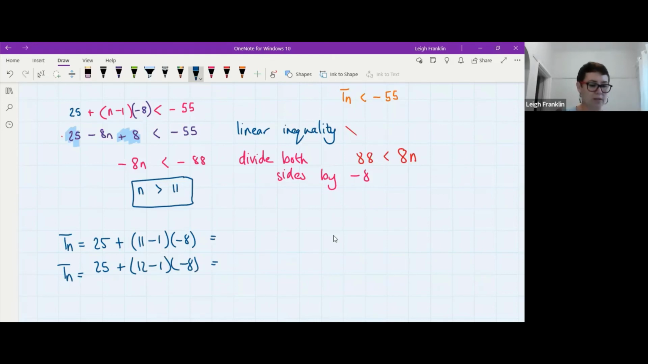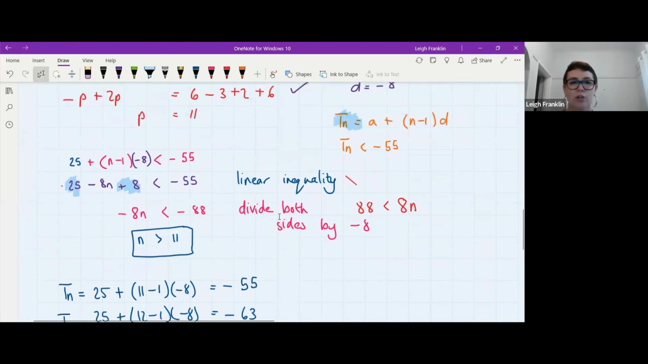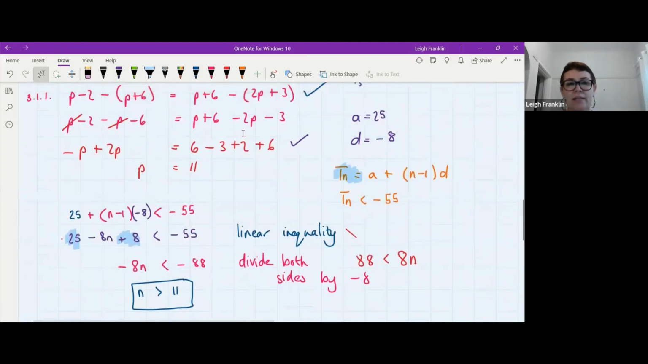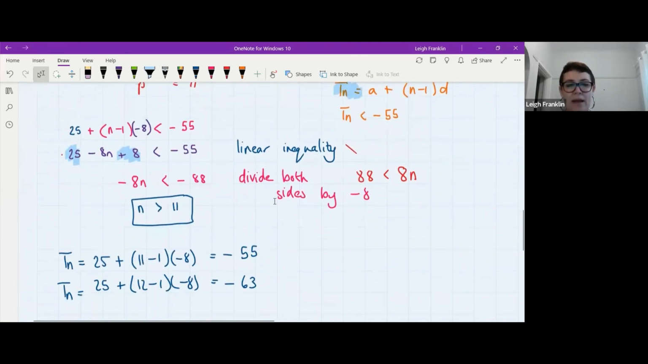So when we sub in 11, you get negative 55. You get exactly negative 55, don't you? Which makes sense. And then when we put in 12, we get that. Okay, so they wanted to know the smallest value of n for which Tn is smaller than negative 55.